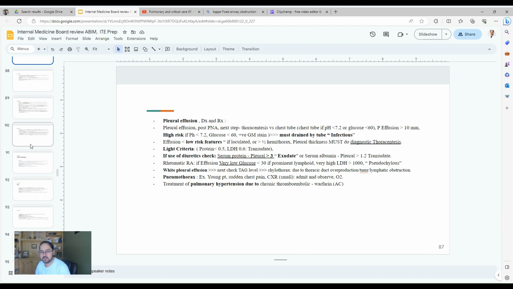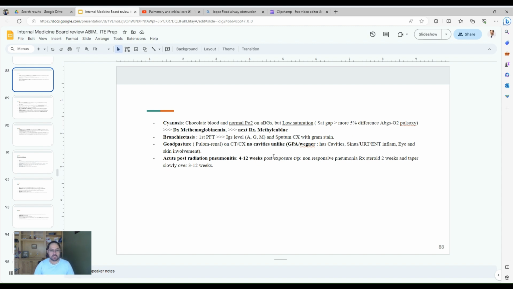If she's a female with signs of interstitial lung disease and the CT shows thin-walled cystic lesions, you start thinking about LAM, lymphangioleiomyomatosis, especially in non-smokers. Again, for treatment of pulmonary hypertension, if it's due to chronic thromboembolic disease, the treatment should be warfarin.